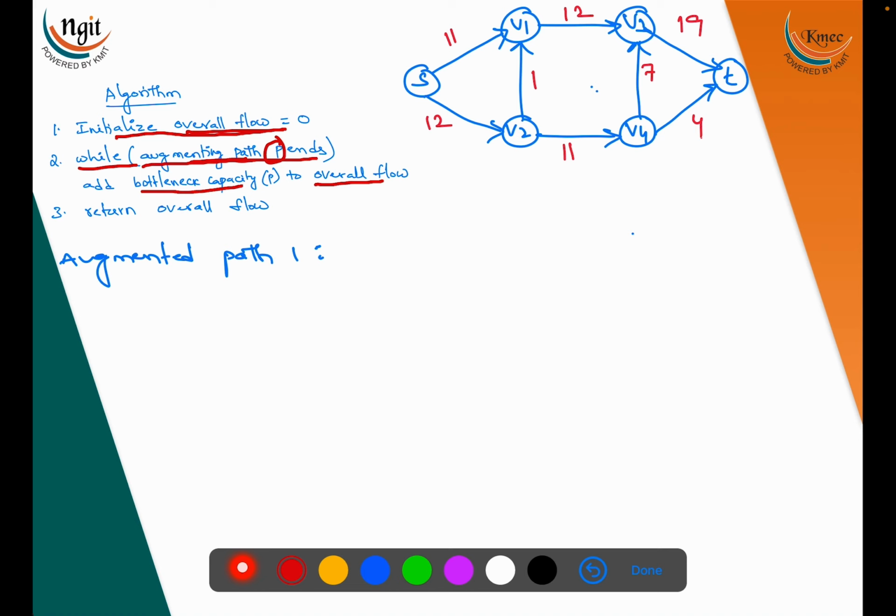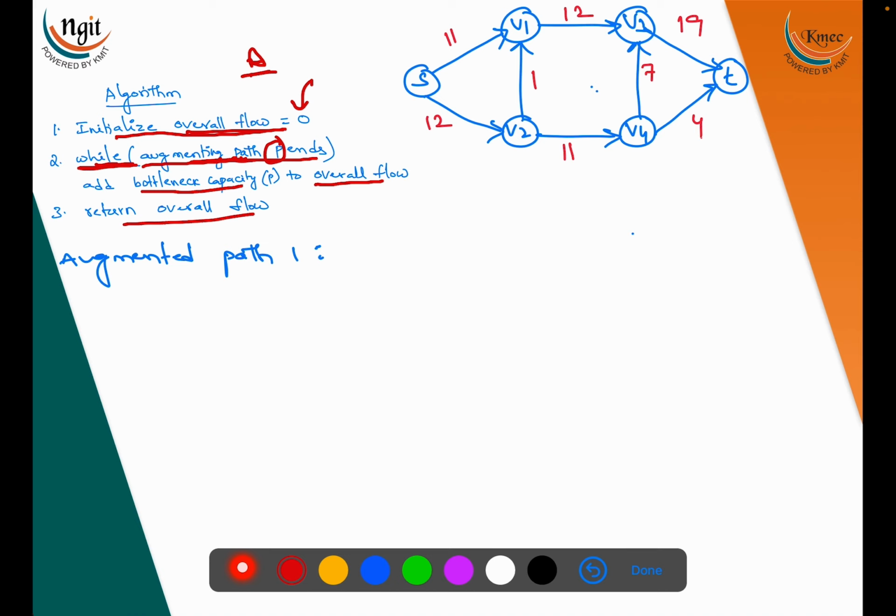If you find any augmenting path, you calculate the bottleneck capacity, let's say it is A. This A gets added to the 0. You repeat this until the condition fails, that is, when augmenting paths no longer exist in the graph. When none is found, you return the overall flow you have gained from these bottleneck capacities. So this is the algorithm. Now we'll trace this algorithm with an example.